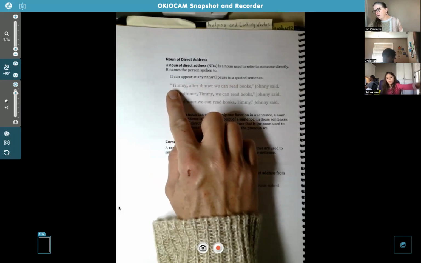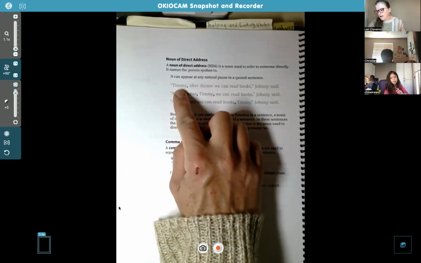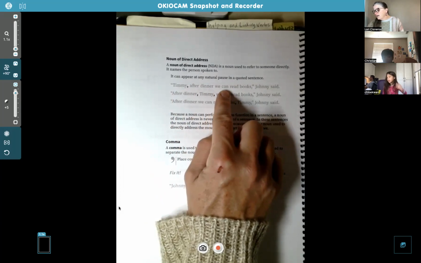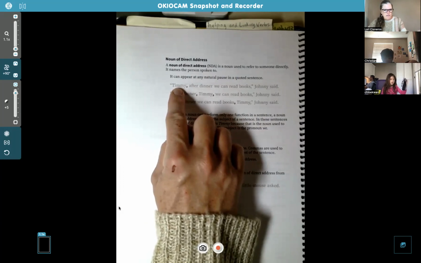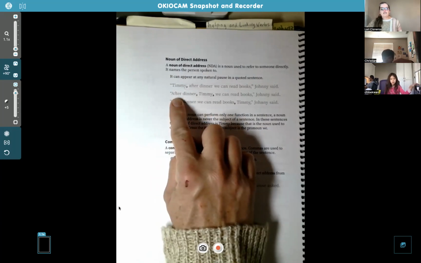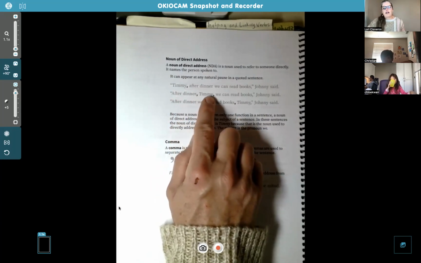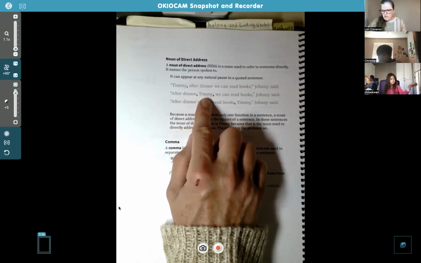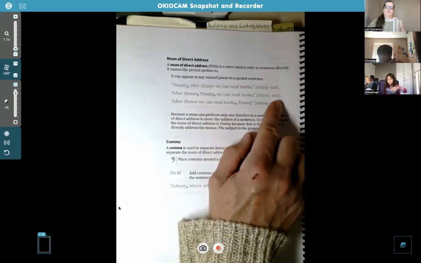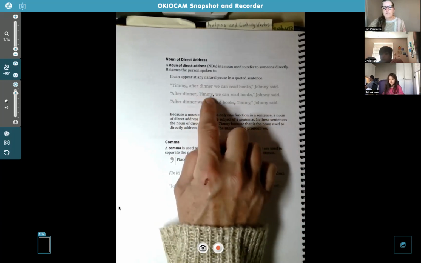For example, right here, Timmy, we know that's the mouse, right? Timmy, after dinner, we can read books, Johnny said. So he's addressing Timmy. Okay, it's Johnny speaking, but he's addressing Timmy. That's why it's called the noun of direct address. He's like looking at him, telling him. Here, he's doing the same thing, but the noun of direct address is in the middle of the sentence. So now it says, after dinner, Timmy, we can read books, Johnny said. He's still talking to Timmy. It's just in the middle of that sentence.